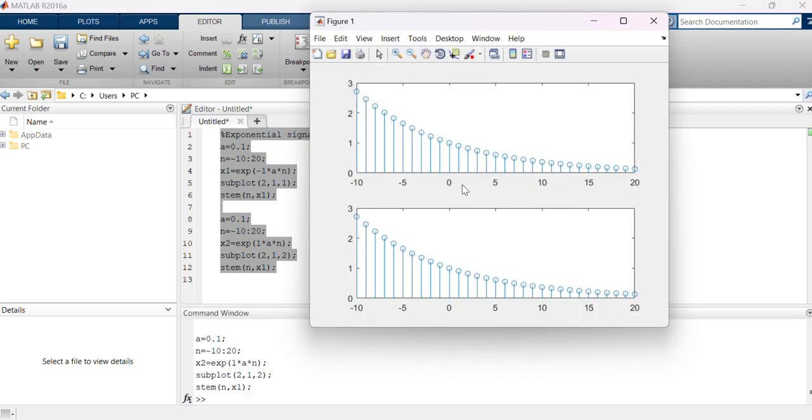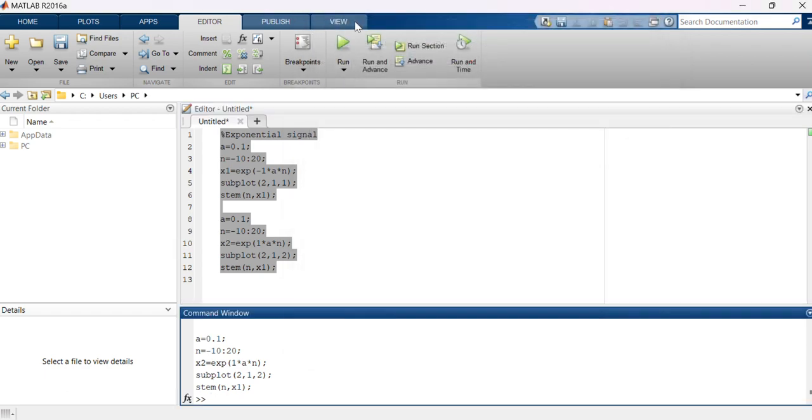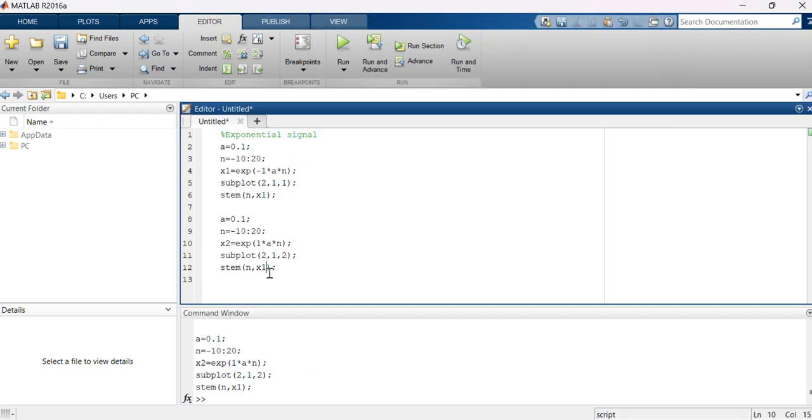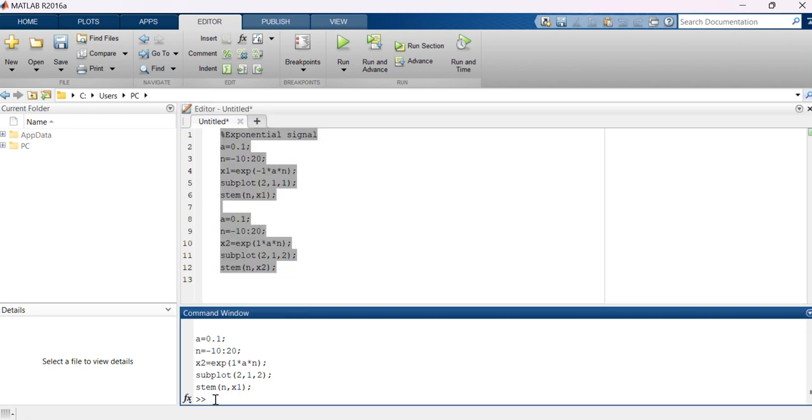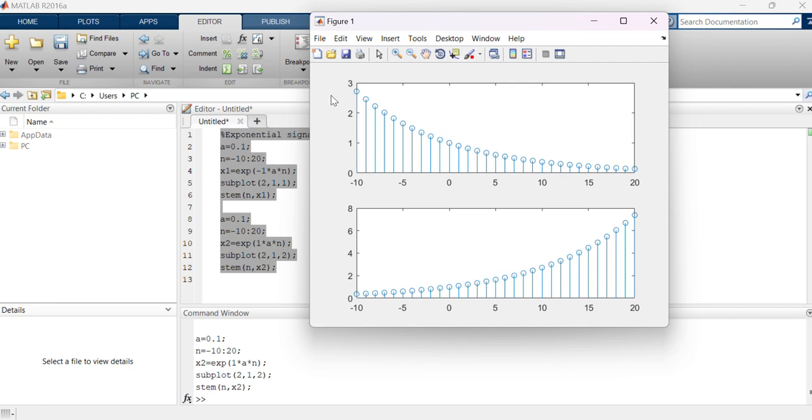And here it is, first and the second. We could label also as x label, y label, and the title. Okay, this is the one. Where is the growing? No, this is the. Oh my god, there's something wrong. Oh yeah, I forgot here to write x2. Now it will work. Yeah, as it's shown. Okay, this is the decaying and this is the growing one.